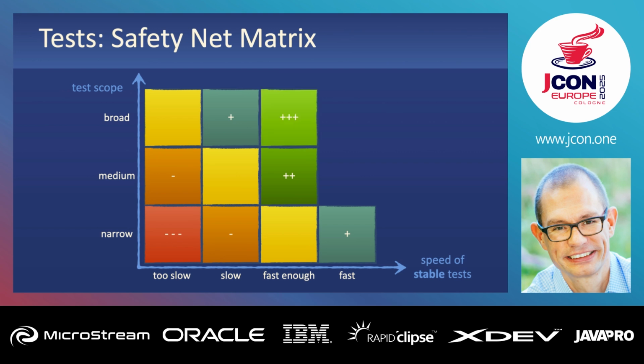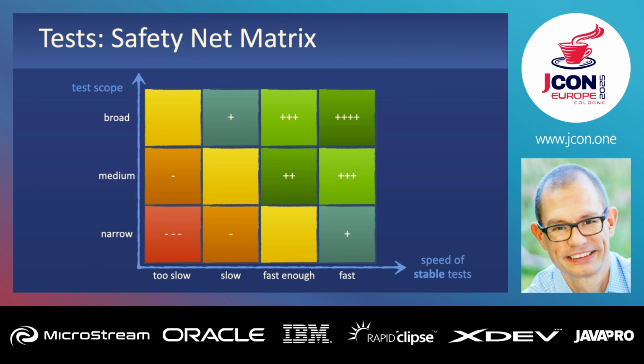And fast enough tests with a broad scope. This might be the self-contained systems. If you develop self-contained systems, these might be the perfect tests for them, or fast tests with medium scope. Like if you say you have an inside-outside architecture like onion or hexagonal or ports and adapters, then you've got your business logic inside the core and you can test it really fast, although you've got only medium coverage. You don't test the external dependencies. Yeah, this might be the desired cell for those systems.